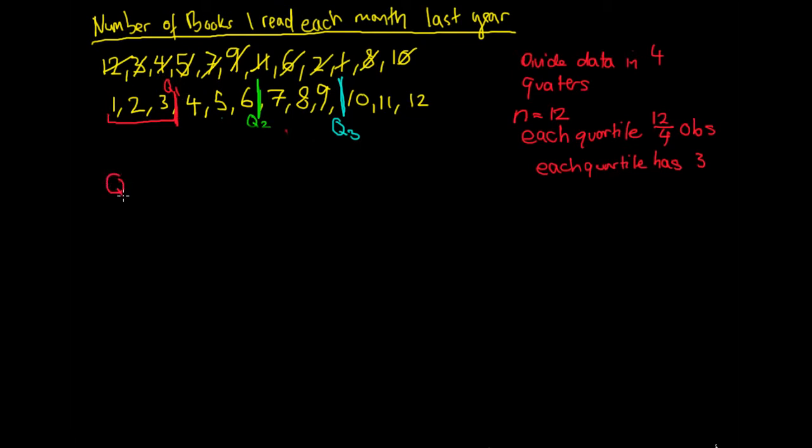So for our first quartile, the way we'll do this is we'll basically average these first two numbers here. So this 3 and the 4, and we'll take an average. So to take that average, we have two observations. So what we'll do is we'll add the 3 to the 4, and we'll divide it by 2. So we can see that our first quartile value becomes 3.5.